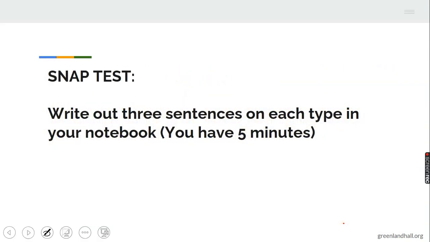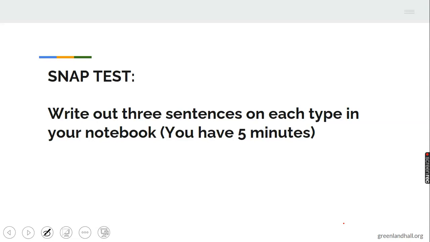And let's see the snap test now. I'll give you 5 minutes to write out 3 examples of each sentence type I've discussed. 3 examples. Write out 3 examples each. 3 for declarative, 3 for exclamatory, 3 for interrogative, and 3 for imperative. You have 5 minutes, your time starts now. I'm still with you in class. You have 5 minutes. Your time starts now. Even you can do that in less than 5 minutes.